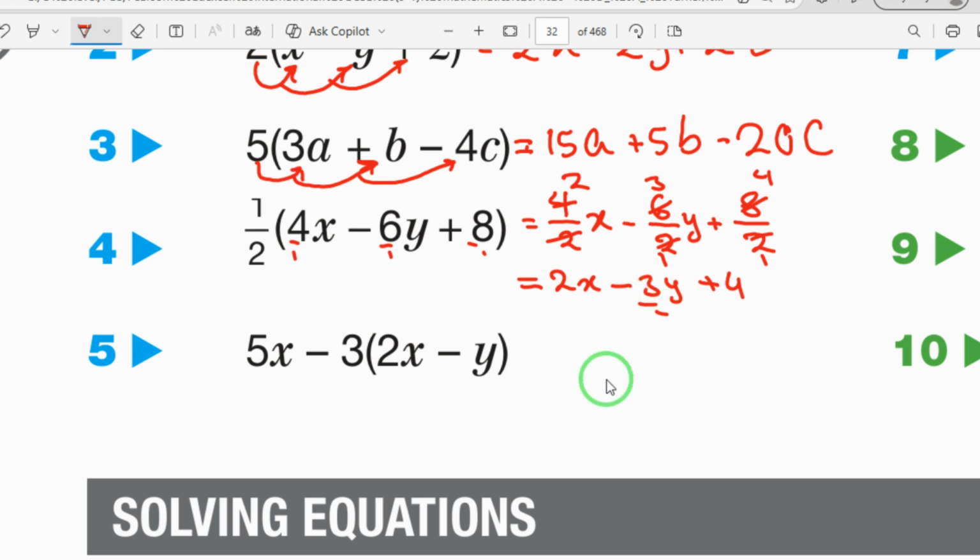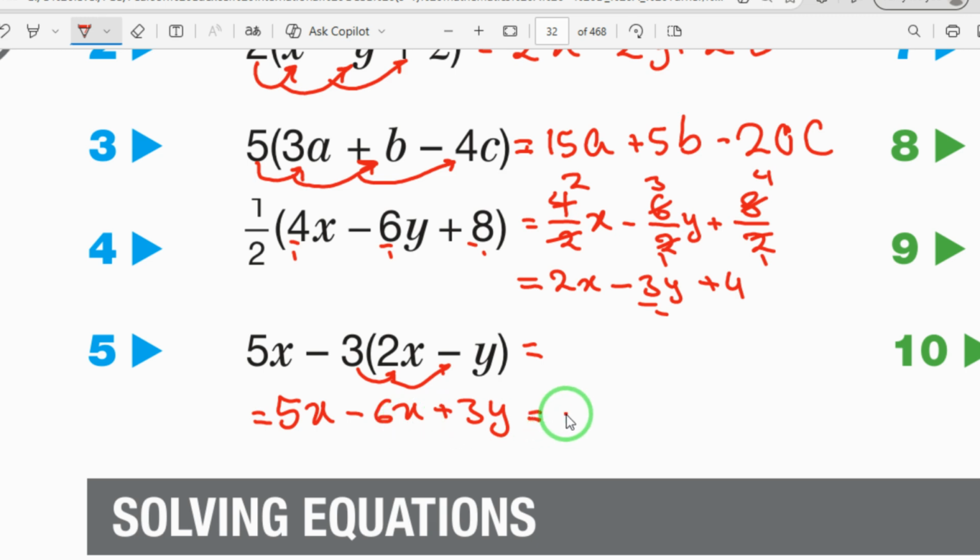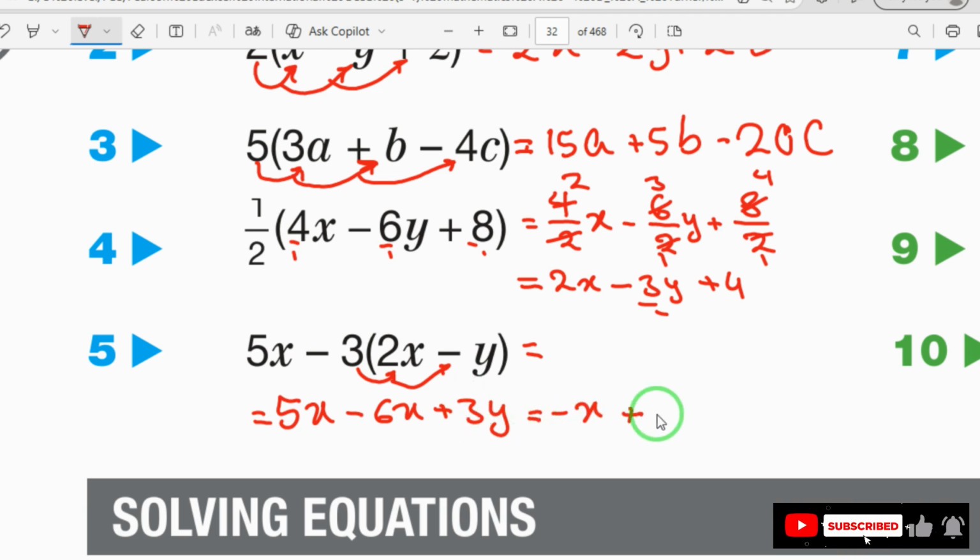Question number 5. In question number 5, first we simplify the bracket. Here we write 5x as itself, minus 3 times of 2 is 6x, minus multiplied by minus give us plus 3 times of y is 3y. Here we simplify 5x minus 6x, remain only minus 1x, but 1 is typically or usually we do not write, plus 3y.